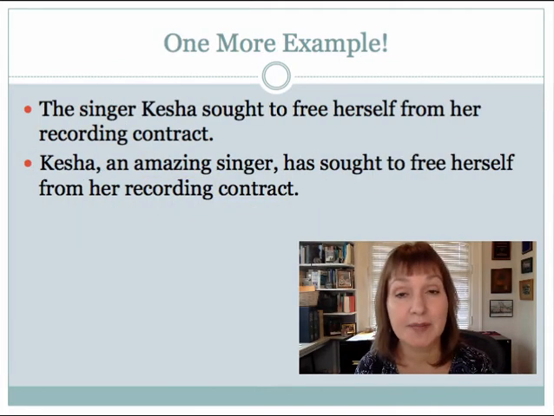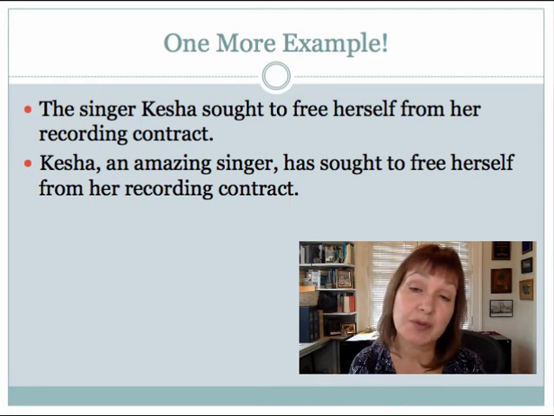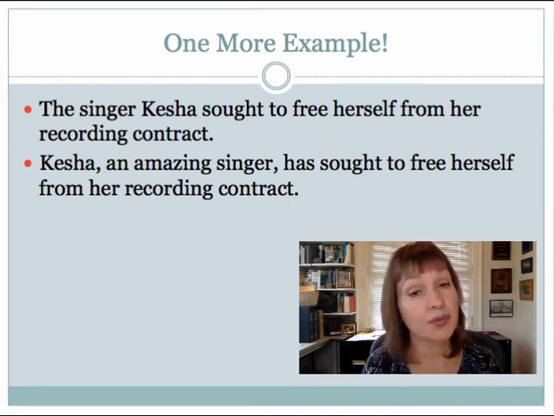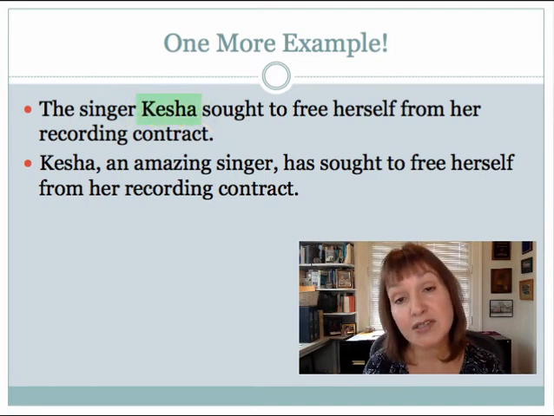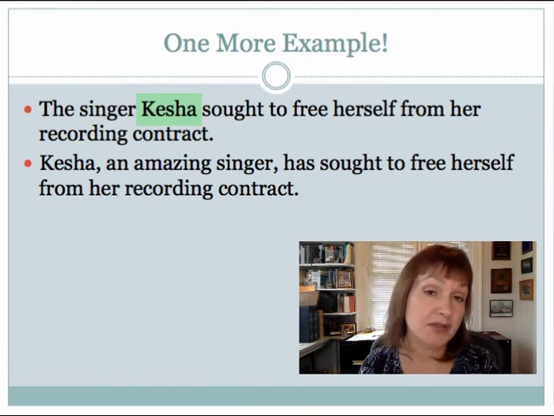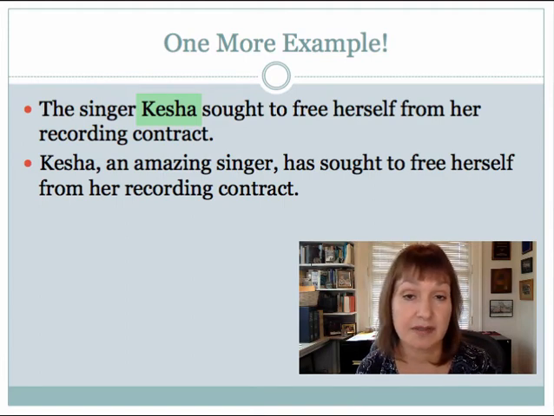Okay, here's one more example. The singer Kesha sought to free herself from her recording contract. There are no commas in this sentence. You don't put a comma after singer or after Kesha because Kesha is essential to this sentence. You are not speaking about all singers. You are speaking about one singer in particular, Kesha.